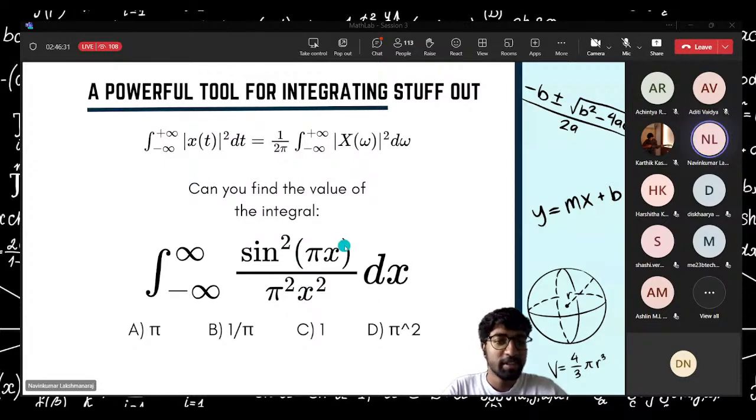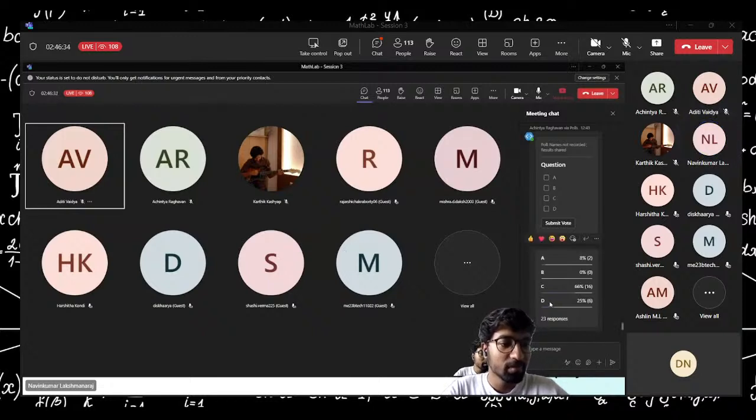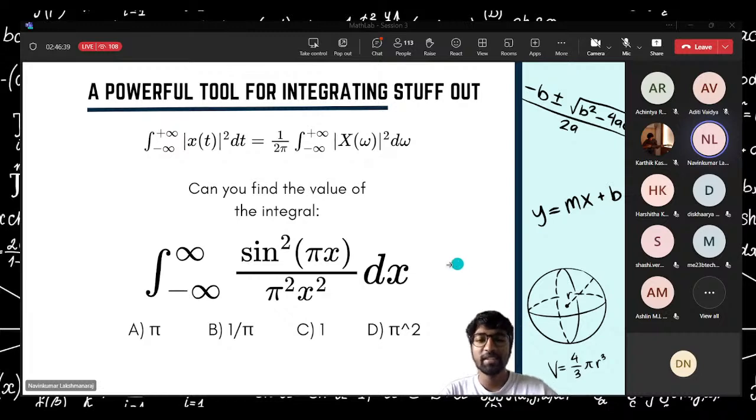So did you guys figure out the value? Seems C has the majority response, and you guys are correct. The important fact used here is that the area of the rectangular pulse is 1. The area of the rectangular pulse squared is also 1. And when you apply the Fourier transform, what you get is 1 over 2 pi times the actual sine pi x over pi x that's mentioned here. No, not 1 over 2 pi, if I remember correctly. There is some constant factor which I don't remember right now, but the answer is 1.